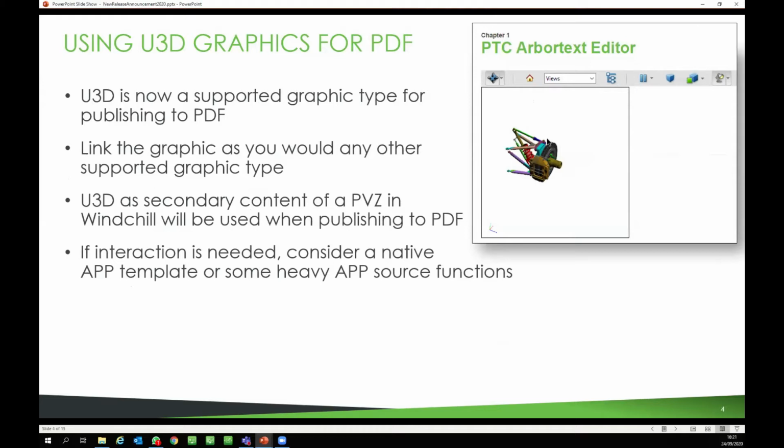So U3D is a 3D graphical format. You can create them from Creo Illustrate. There is a way of exporting those and creating them as secondary content in WINDCHILL. If you do that, or if you just link directly to a U3D object and publish to PDF, that 3D graphic will appear in your PDF, and you'll be able to manipulate it in Acrobat, that kind of thing.